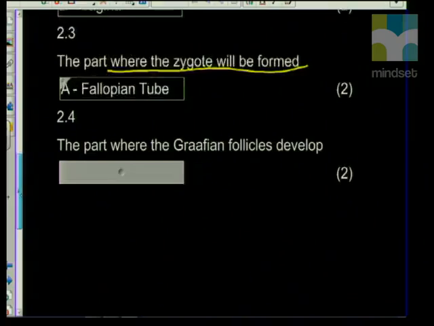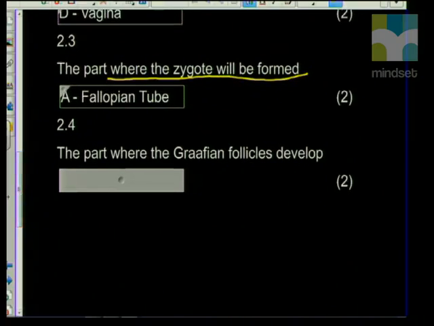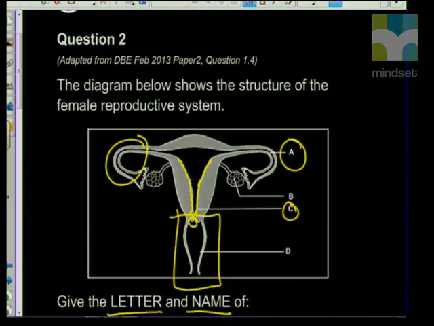Right, now, if we have a look at the next one. What part of the Graafian follicle develops? The part where the Graafian follicle develops. Well, if I look at this picture, nothing on it tells me about a Graafian follicle. So you need to know in detail exactly where we're going to find one. A Graafian follicle is actually where an egg is being made inside, right? Because inside the Graafian follicle, you're going to get the egg.